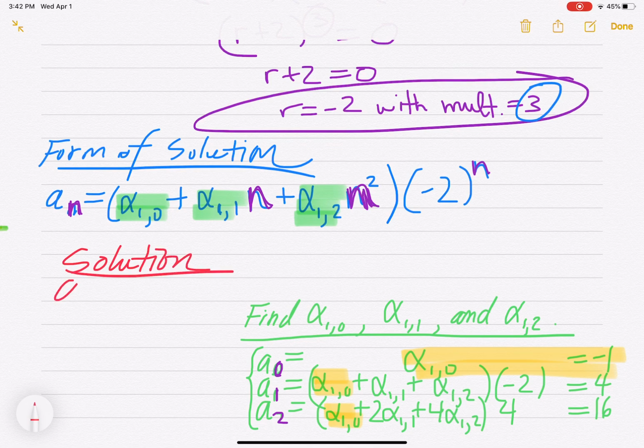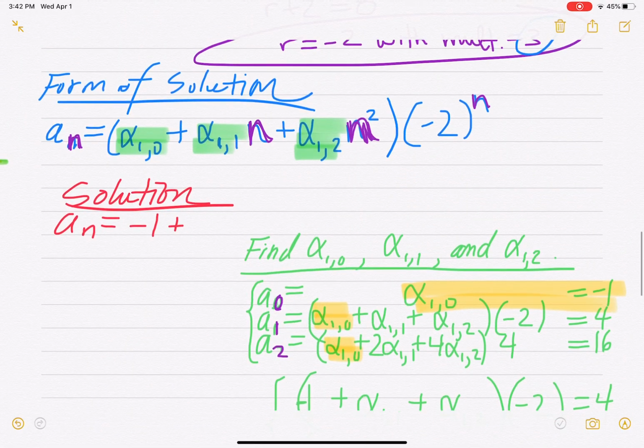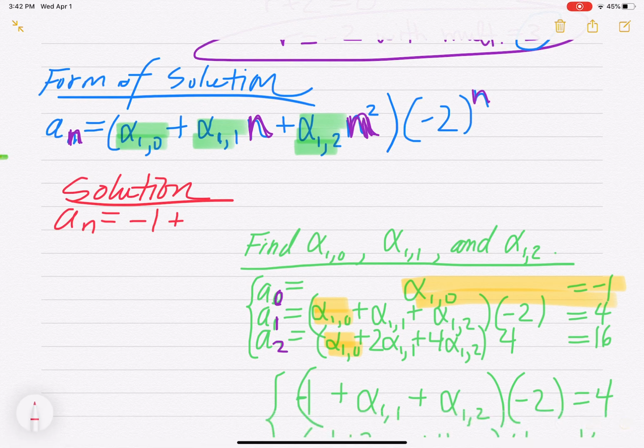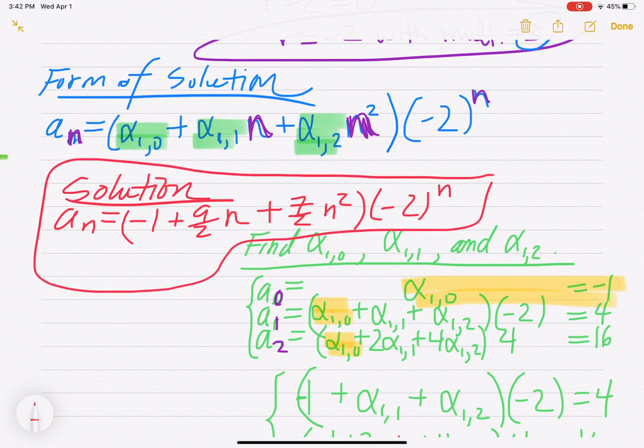This is going to be a_n. So alpha 1,0, that was negative 1, plus alpha 1,1, what was that? 9 halves, times n, plus alpha 1,2, which was 7 halves, n squared. Then you close the parentheses around that, and negative 2 to the n power. That is our solution. Cool.